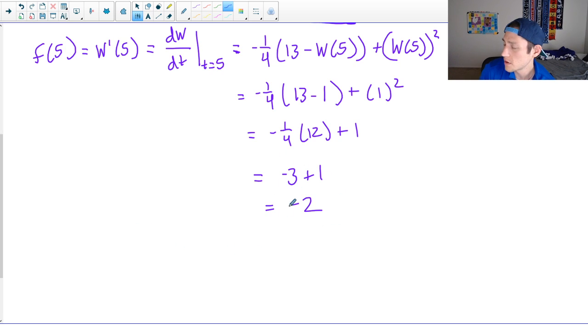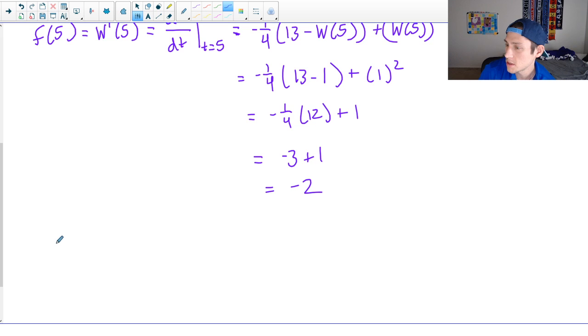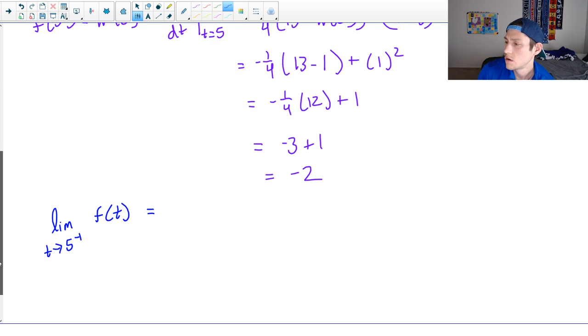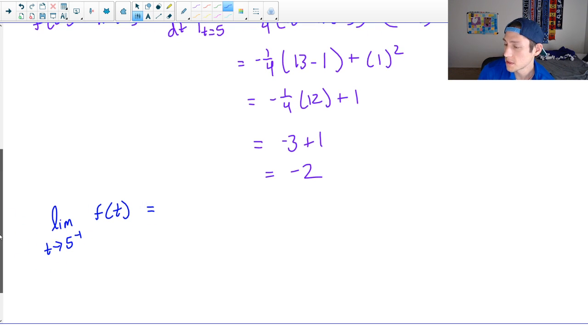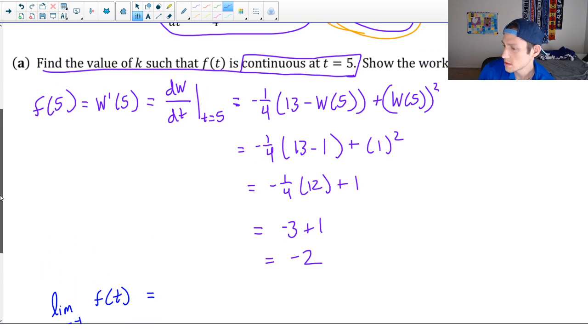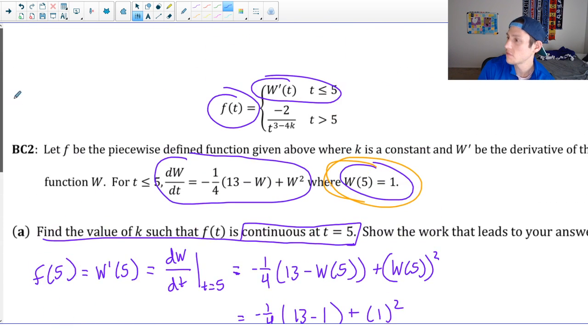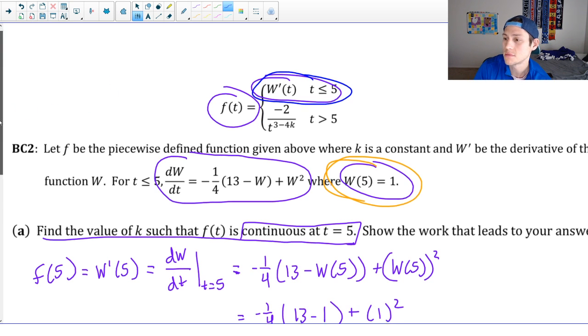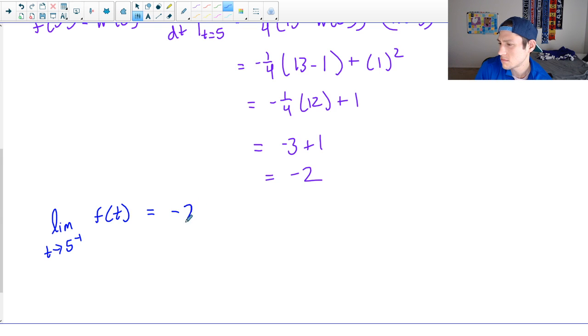Okay, so here's the value for f of 5. Now I want the left-hand limit. So the limit as t approaches 5 from the left of f. Well, if we're approaching from the left, to the left side of 5, so stuff that's less than 5, we already know from our piecewise function that we're using w prime. Well, we just calculated what w prime is. It's negative 2. So the left-hand limit, we can trivially deduce that it's negative 2.